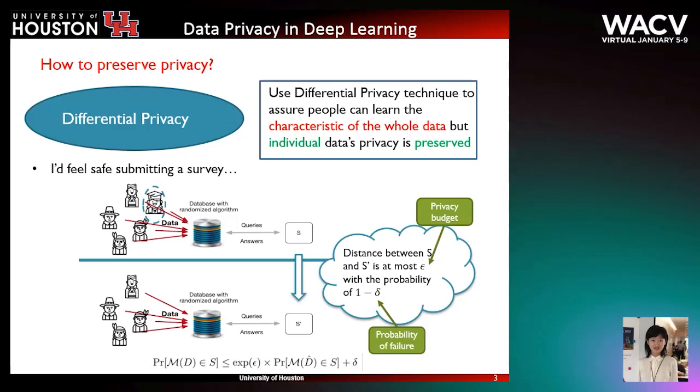Mathematically, it can be represented as there are two query outputs, S and S prime, from two databases. They are neighboring databases that only differ in one element. We would like to have the distance between S and S prime be at most epsilon, with a probability of 1 minus delta. Here, epsilon is the privacy level and delta is the probability of failure.